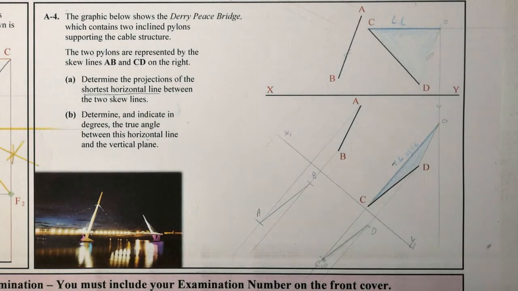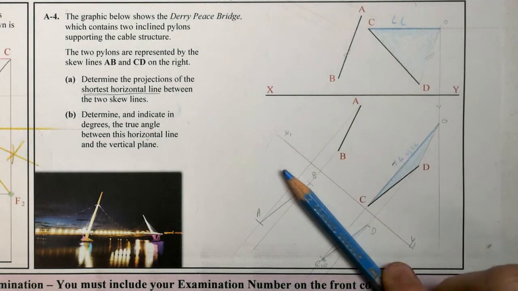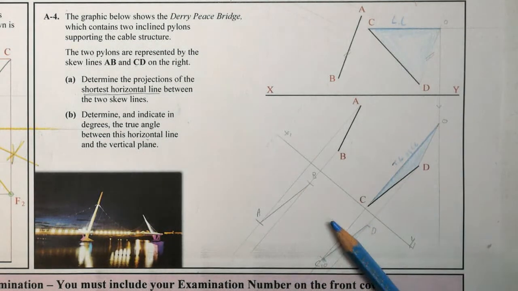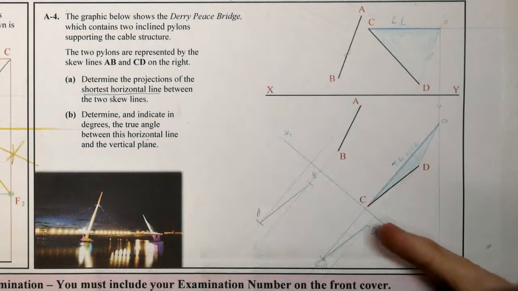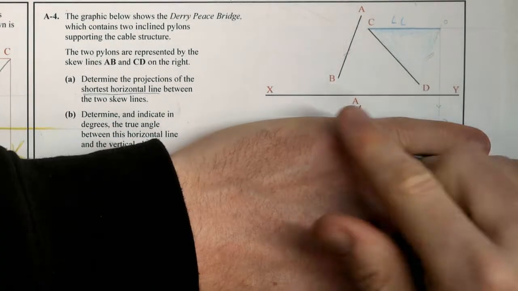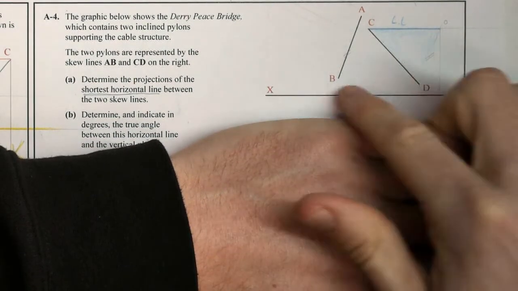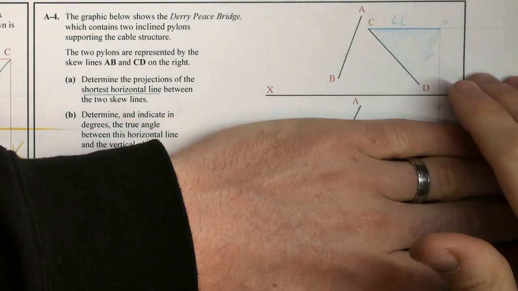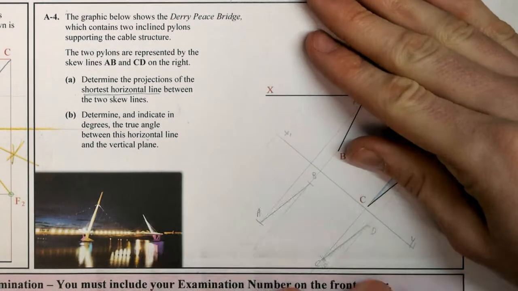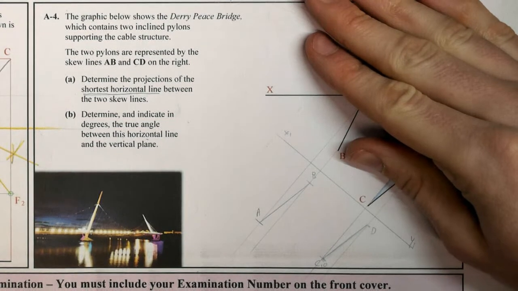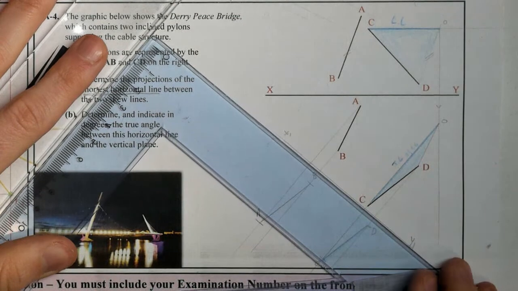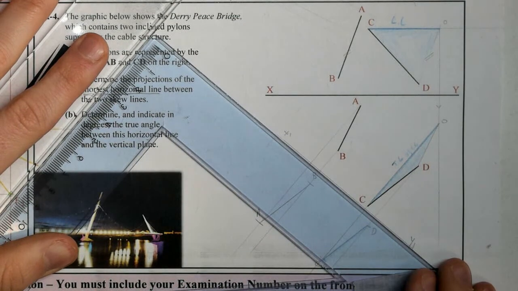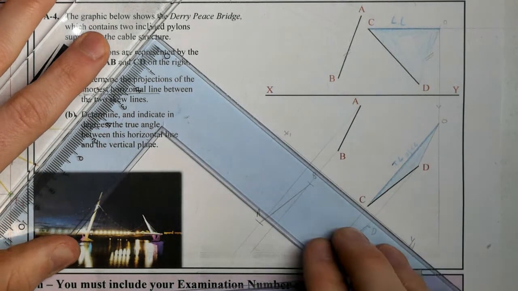Okay, so if they were looking for the shortest perpendicular distance, I would look perpendicular to those skew lines that I found. Right, they're looking for the shortest horizontal distance. So this is an auxiliary elevation, my XY line. If I look at this elevation, my XY line is the horizontal line that represents the horizontal plane. So here's an auxiliary elevation, my XY line is in reality a horizontal line. So I'm going to look perpendicular to that line.